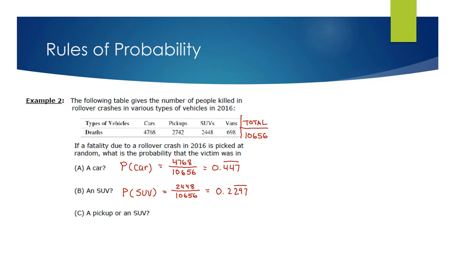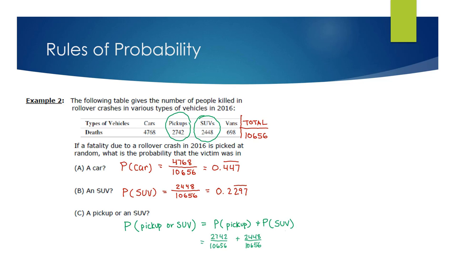So basically, to figure out this probability, all I really have to do is look at those two numbers together. Either add those together and take it out of 10,656, or take the individual probabilities and then add them together. And when I do that, I get 0.4870495 repeating.